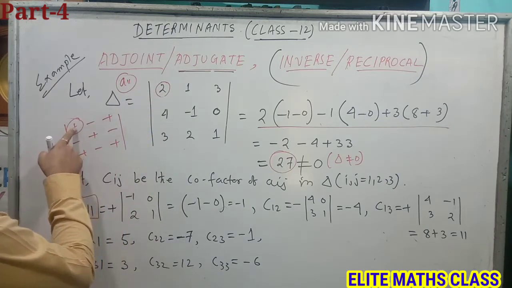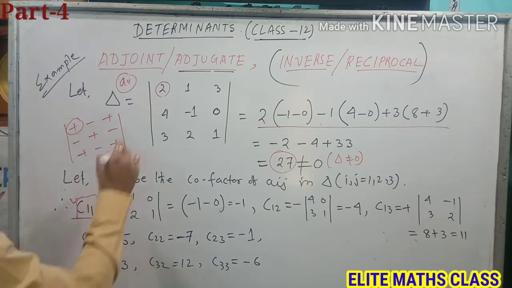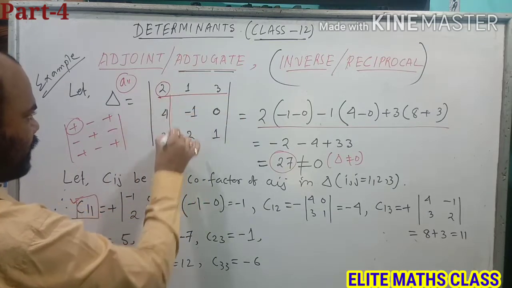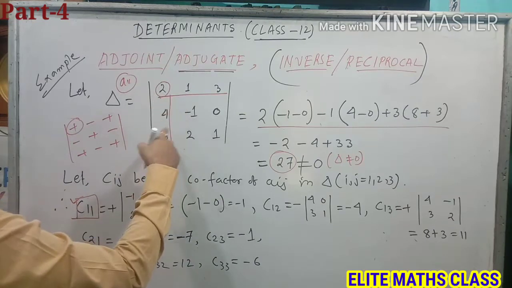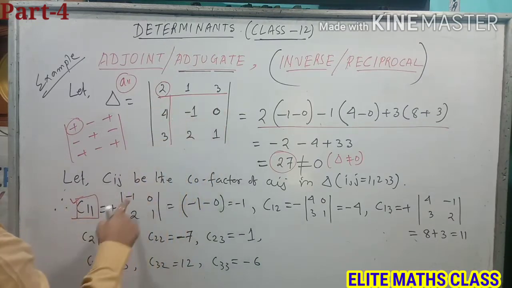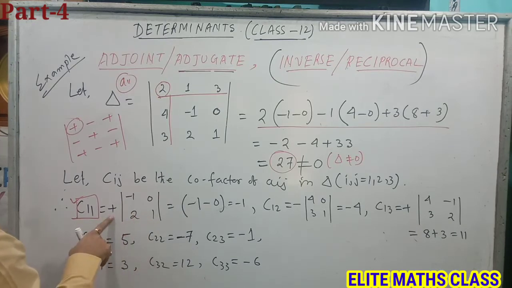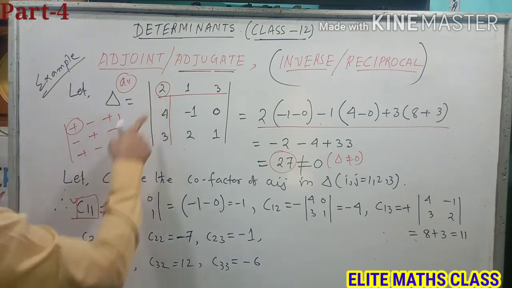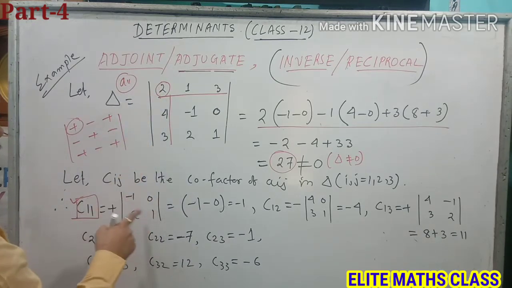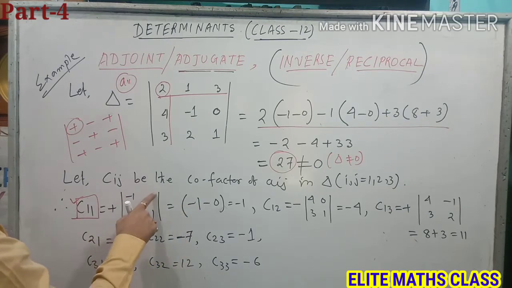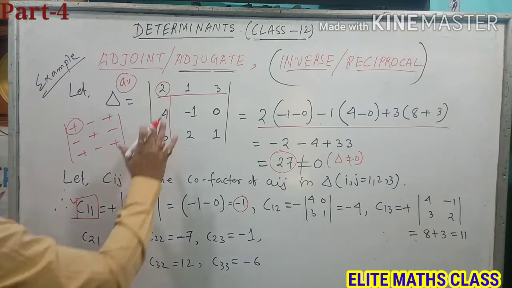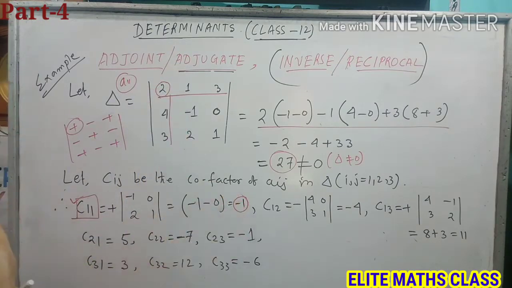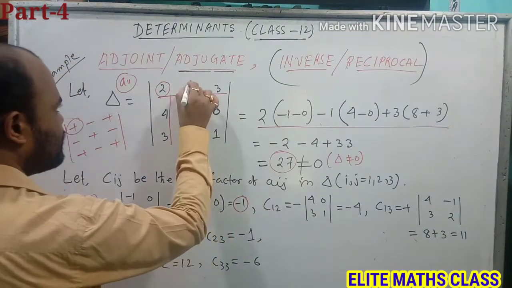You have to take the sign of this position, this is plus, then you delete the row and column in which the element lies, that is the first row and first column. Then what remains? These 4 elements you have to write in a 2 by 2 determinant: minus 1, 0, 2, 1. The sign of the position is plus. Now expand this determinant: minus 1 into 1 minus 2 into 0. So what is the value? It is minus 1. So the cofactor of the first element is minus 1. Now C12 is this element.